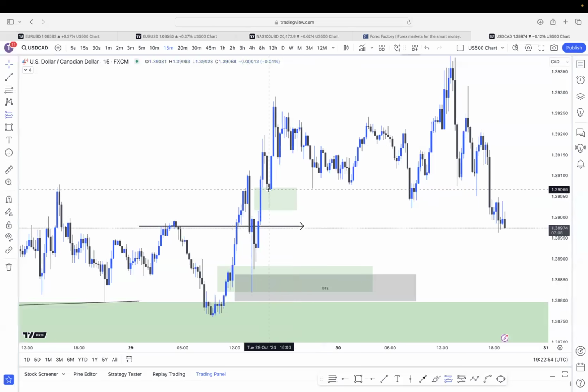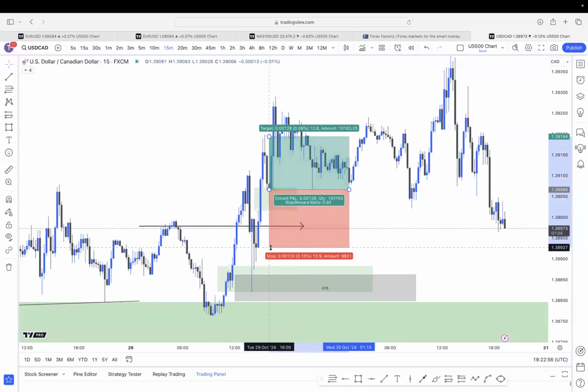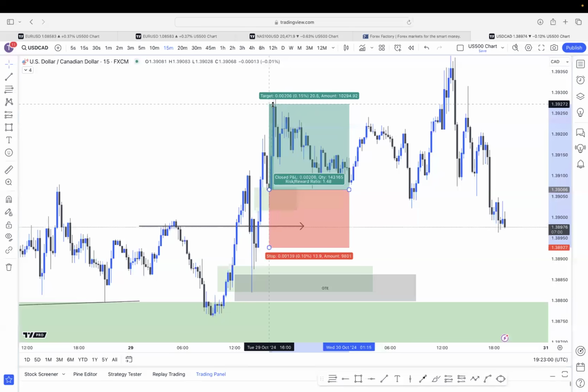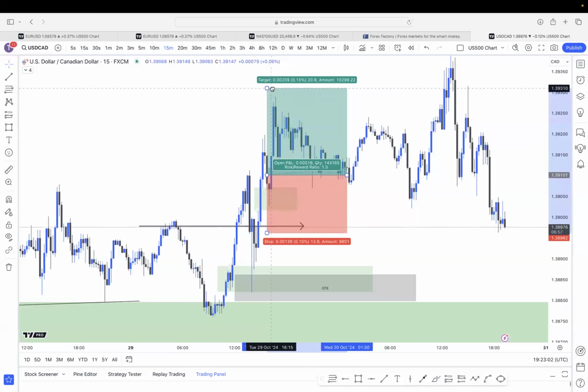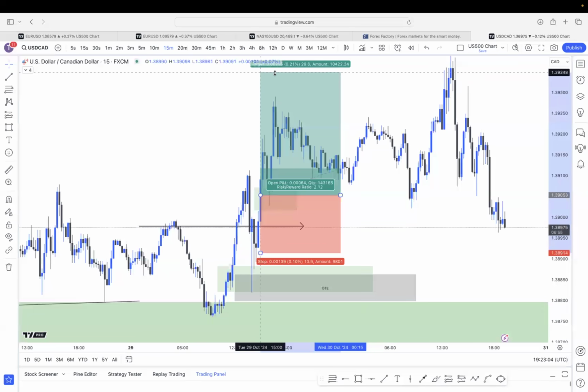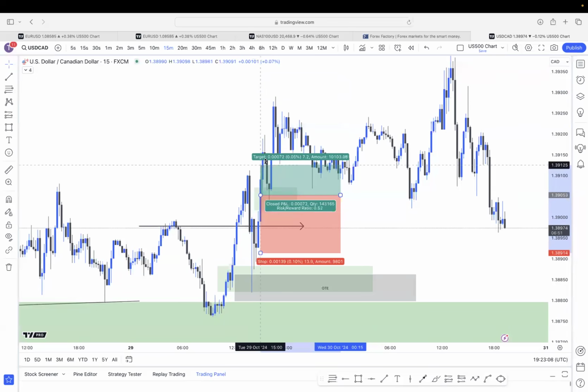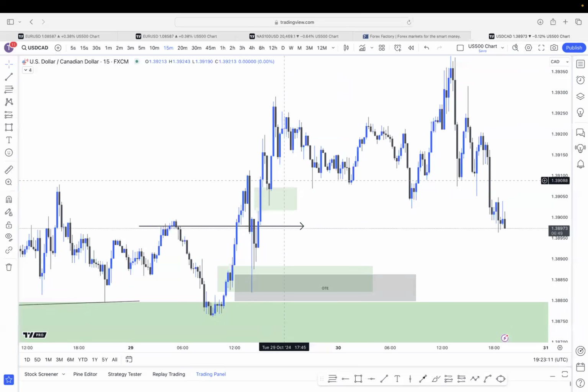Again, you could have entered anywhere inside here. You could have had your stop loss here, and you could have got potentially just under a 1-to-1. If you held it all the way up to here, you could have had a 1.5. If you held it to its highest point, you could have got a 2-to-1. But realistically, we never got the trade set up in terms of risk reward, but the real move was down here.